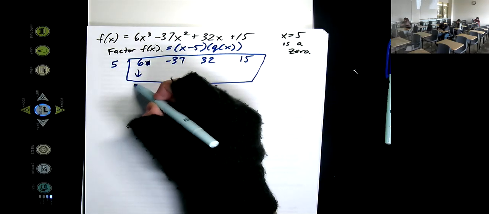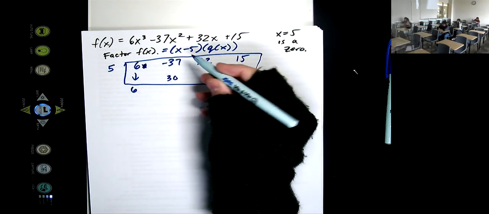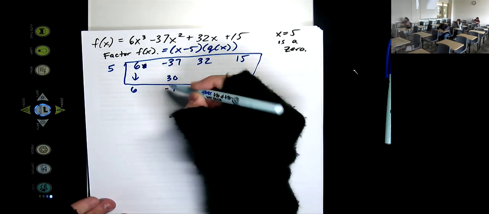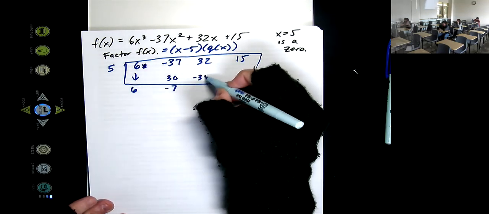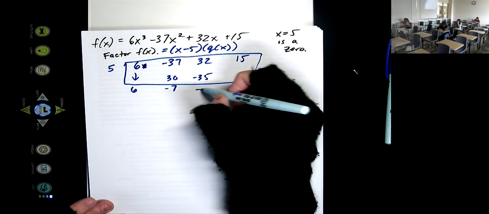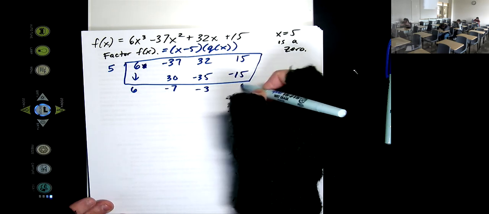I'm going to work with 5. Bring down the 6. 6 times 5 is 30. We add them up, we get -7. -7 times 5 is -35. 32 minus 35 is -3. And 5 times -3 is -15, which adds to 0.